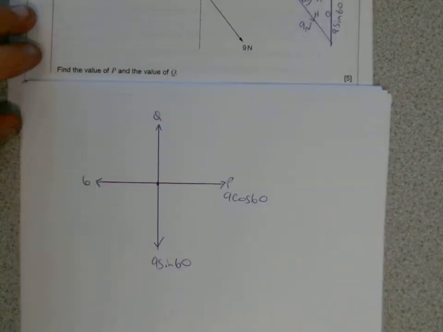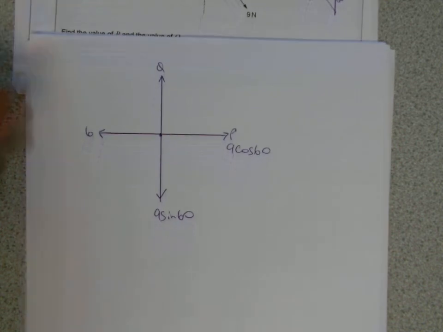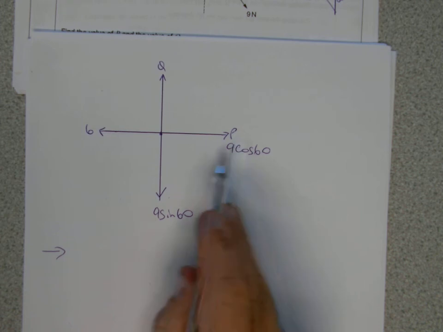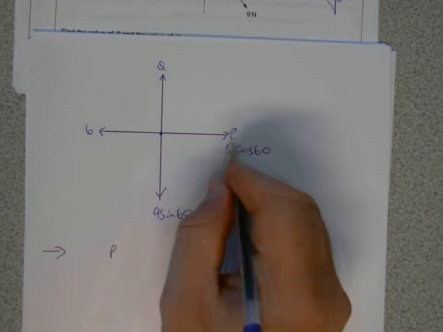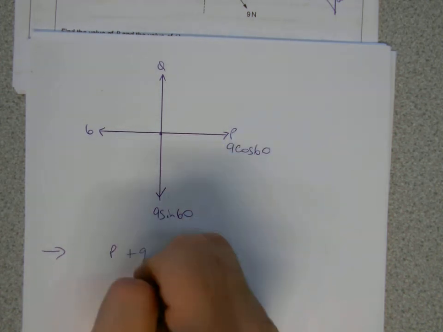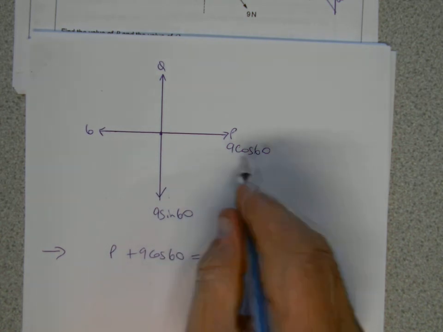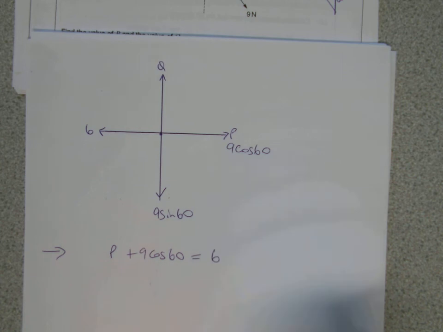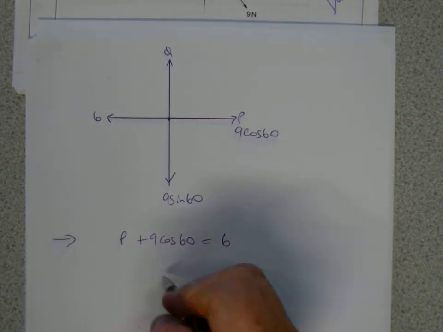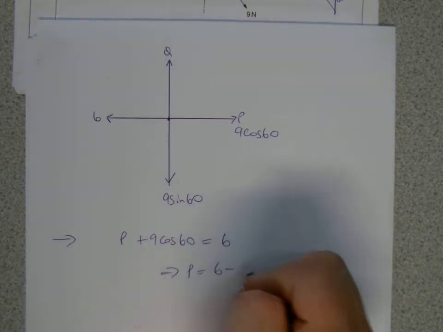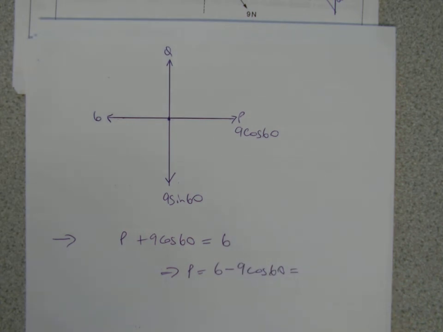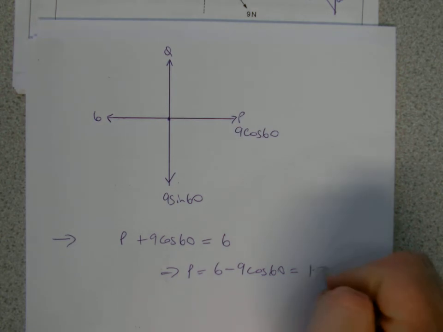So it says find the values of P and Q. Because it's in equilibrium, we can say, resolving in the x direction, that this equals this. Basically the sum of the forces going in one direction of the x-axis will equal the forces going in the opposite direction. So we've got that, and straight away you can work out what P is. P will be 6 take away 9 cos 60. We get my calculator, and we get 1.5 exactly.